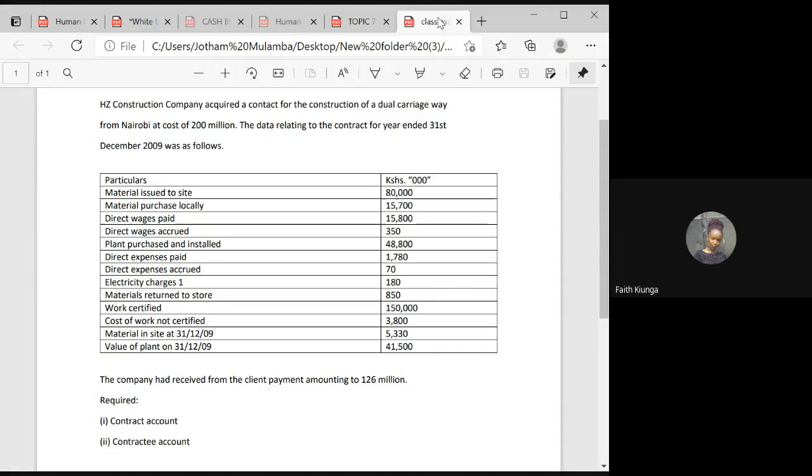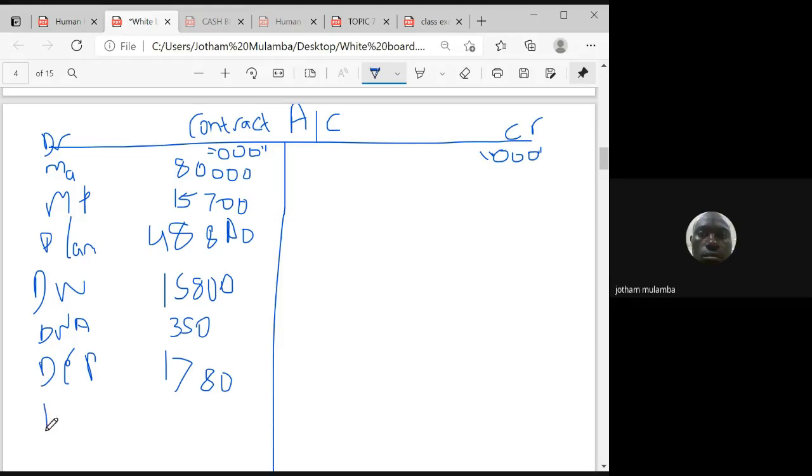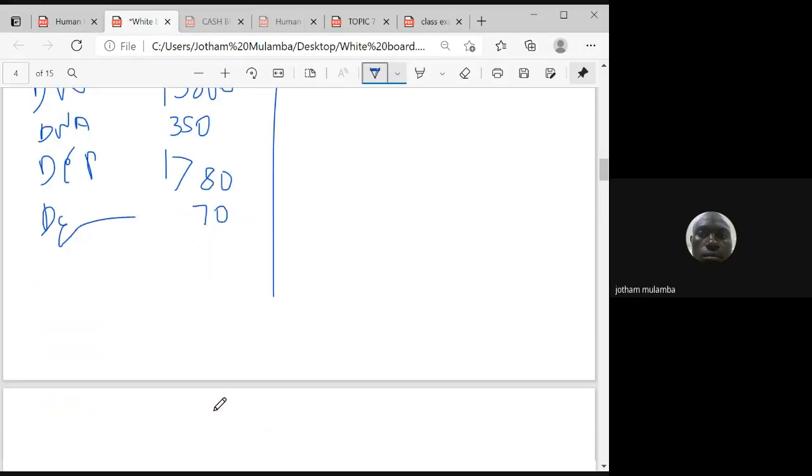Direct expenses accrued. How much? 70,000. Another?